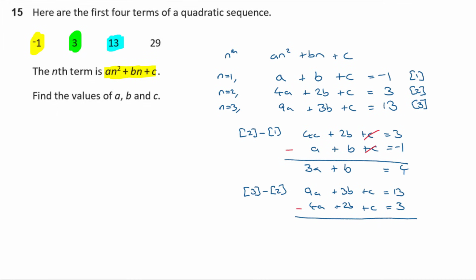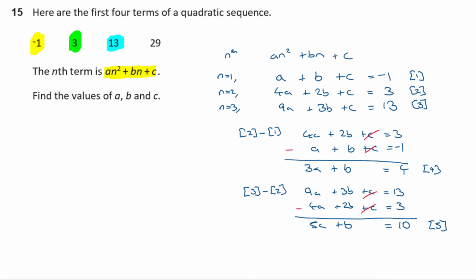So if I gave you a different quadratic sequence, you would be doing exactly the same thing with exactly the same values every time. The only thing that would change is the numbers on the end. Okay, so then 9a take away 4a, that is 5a, and 3b take away 2b is b, and c take away c, zip, and then 13 take away 3, that is 10. Okay, so now we've got two new equations. We've got equation 4 and we've got equation 5. Equations 4 and 5 are both in a and b.